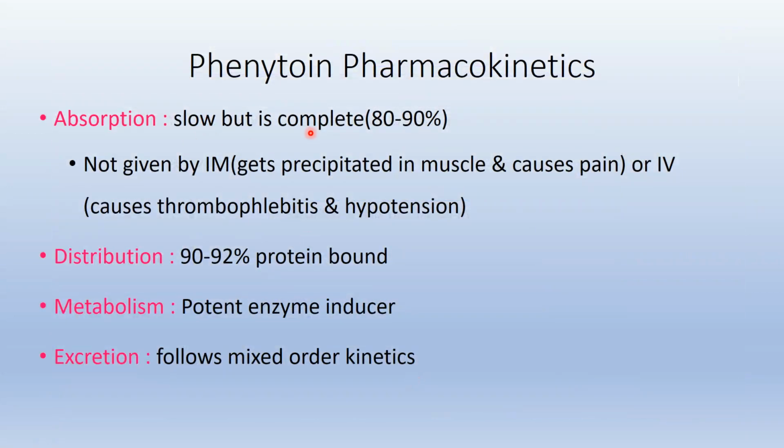Phenytoin is slowly absorbed, obviously, but it is completely absorbed. It is never given parenterally: intramuscularly because it precipitates in the muscle and causes pain, and intravenously because it causes severe thrombophlebitis and can precipitate hypotension. It is highly protein bound and is a potent enzyme inducer. It follows mixed order kinetics. What I mean by mixed order kinetics is that at lower concentrations it follows first order kinetics, whereas at higher concentrations it follows zero order kinetics.